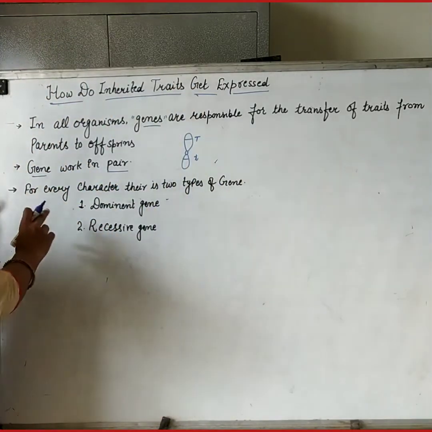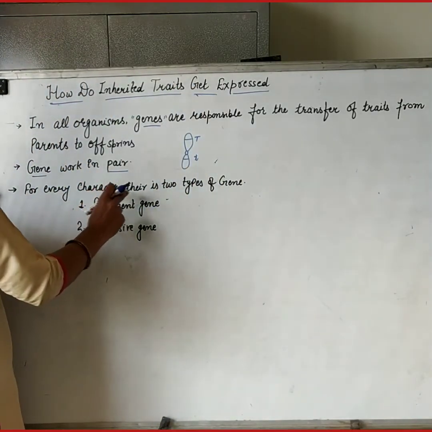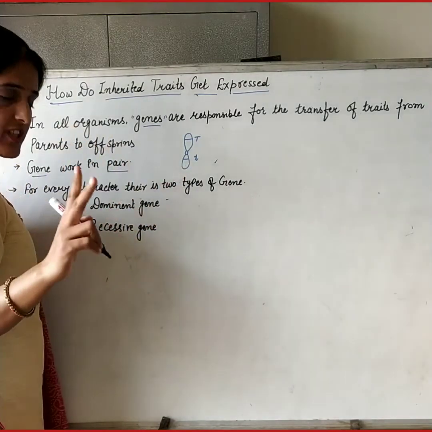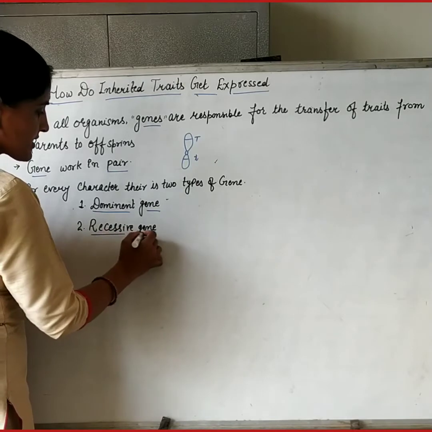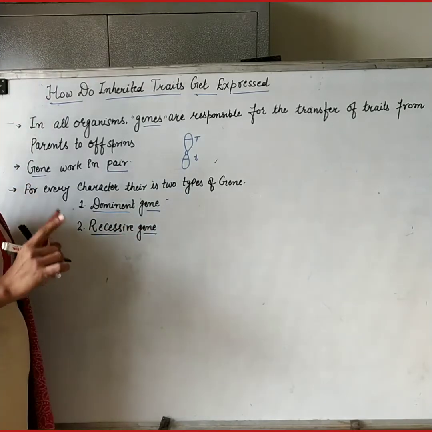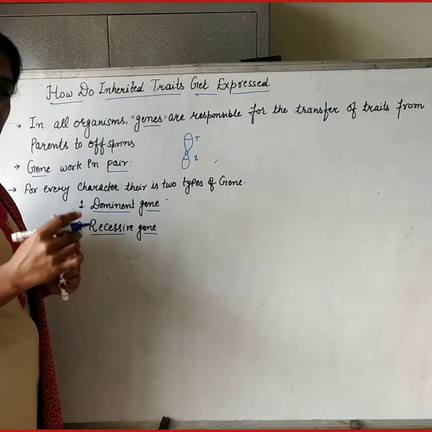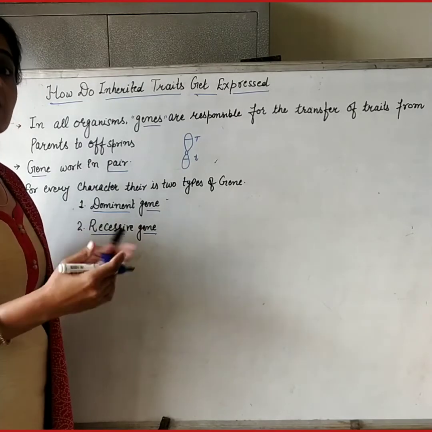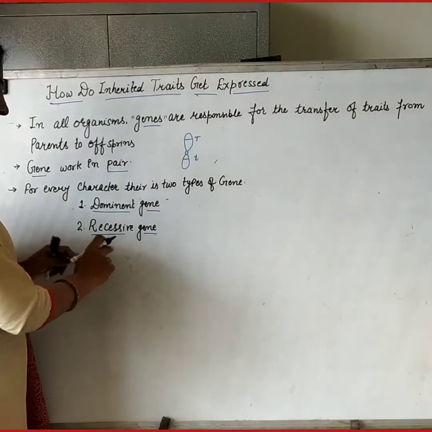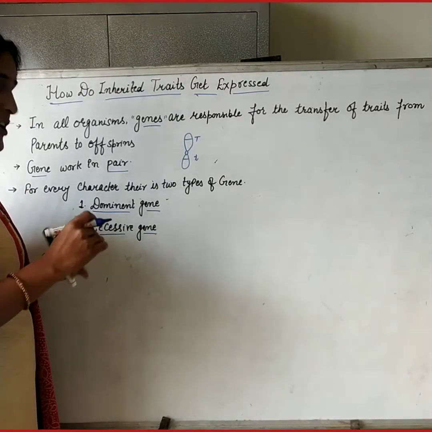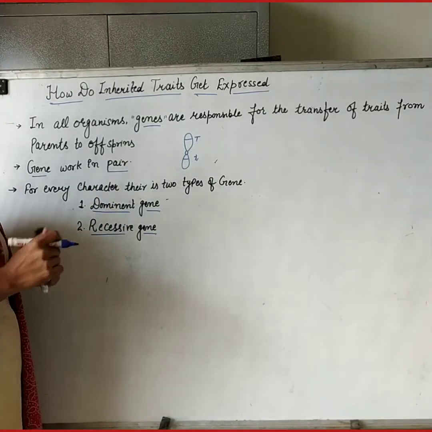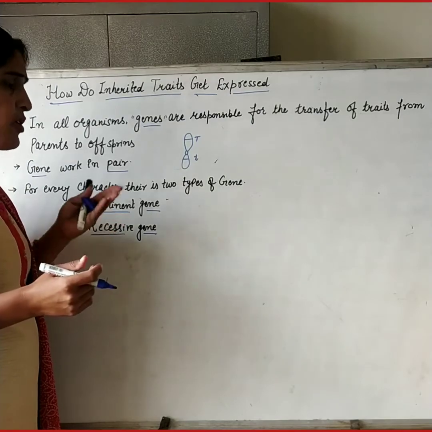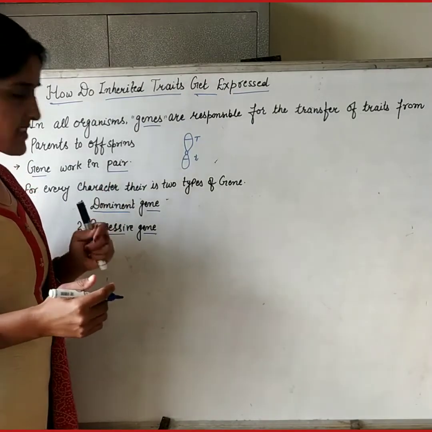And for every character there are two types of gene. One is a dominant gene, the other is a recessive gene. Students, dominant genes are those genes which can express themselves, and recessive genes are those genes which cannot be expressed in the presence of that dominant gene. Now the question is how these genes get expressed.